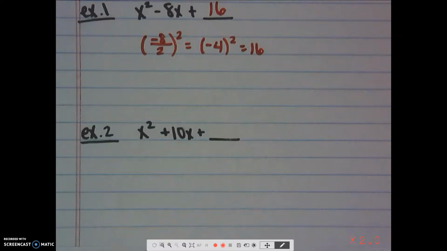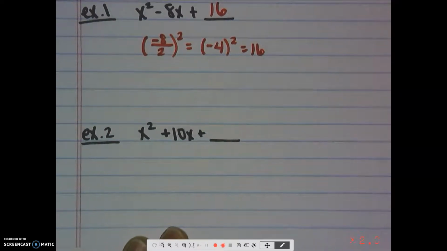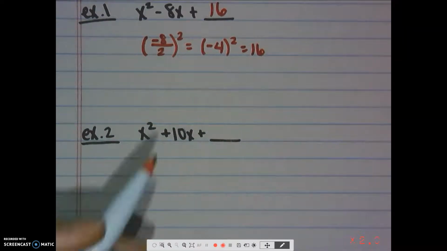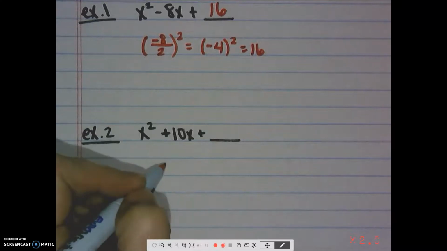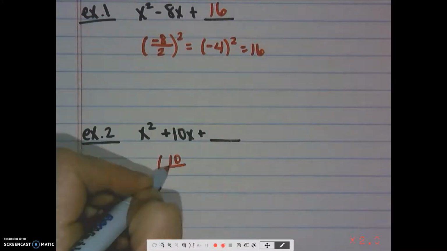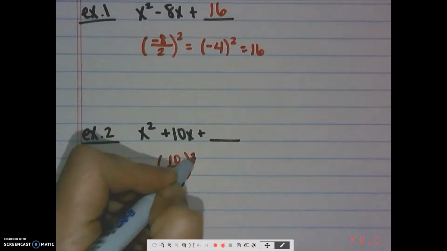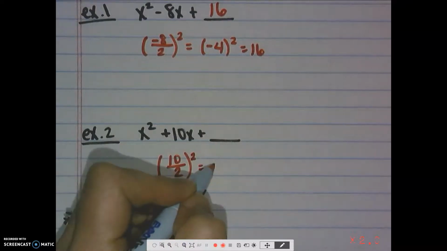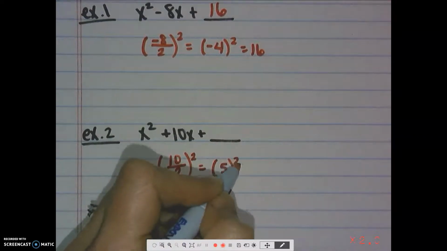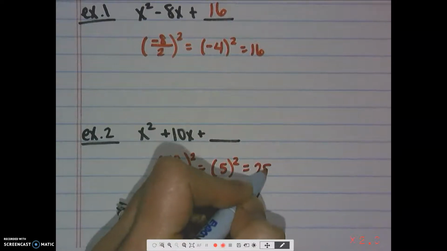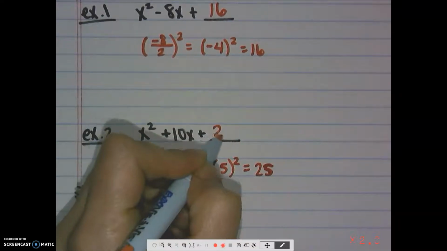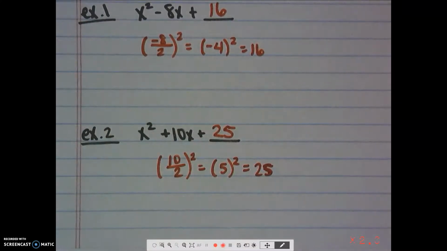So let's take a look at another one. If we have x squared plus 10x plus blank, we're going to figure out what value goes in that blank. We take our b value, divide it by 2, and then square it. So 10 divided by 2 is 5. 5 squared is 25. So that means that our magic number is 25.